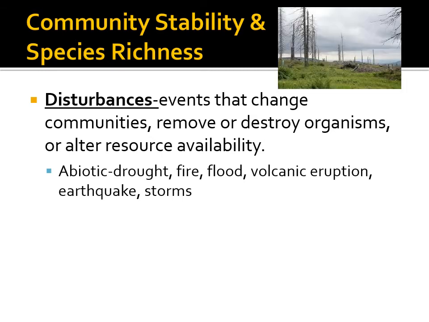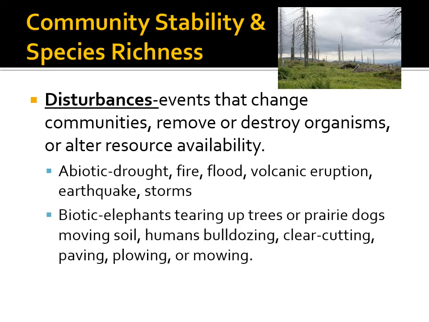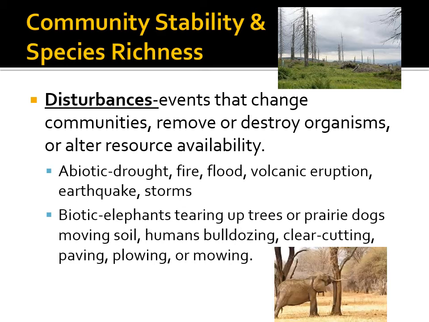So we had an example up here. Looks like we have maybe a big storm that moved through here that ripped up some of the trees in this area. Okay, changing the community, changing the resources. Now, disturbances can also be biotic, caused by living things. Examples could be elephants tearing up trees, prairie dogs moving soil, humans coming in, bulldozing, clear-cutting areas, building stores and parking lots in areas where organisms used to be. Those will be biotic disturbances caused by living things that actually change the community.